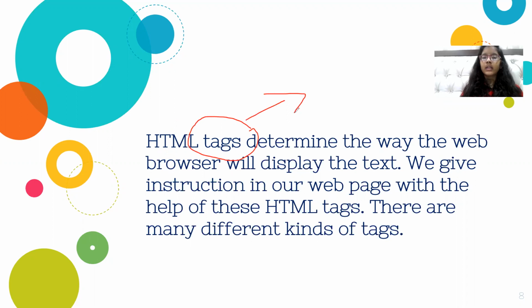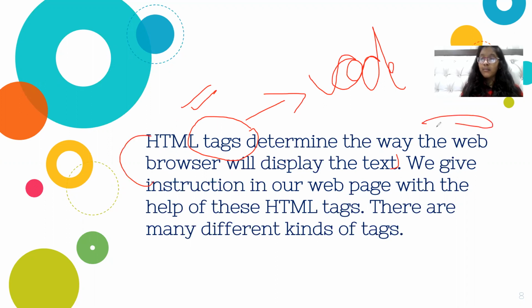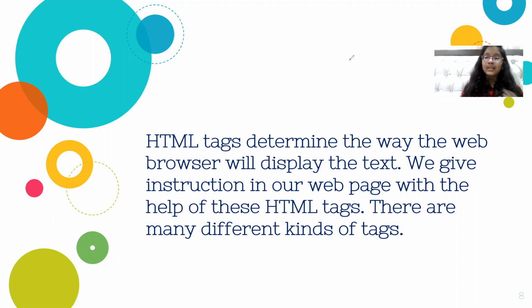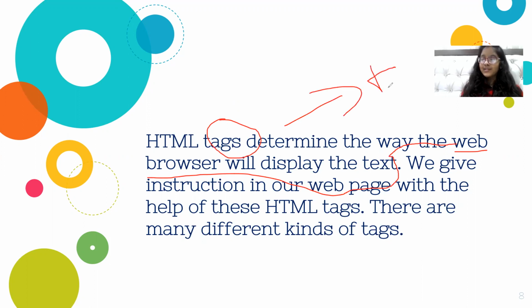So I can say in a very easy way that the coding we do is with the help of tags. That is why this sentence says that HTML tags determine how the web browser will display the text. It is up to the tag how our web page displays the text. The coding we have to do is simply in tags. We have different tags, and we will learn about them also.